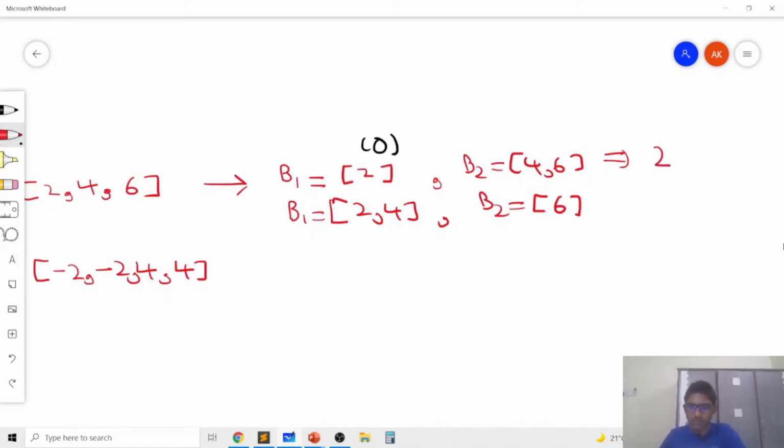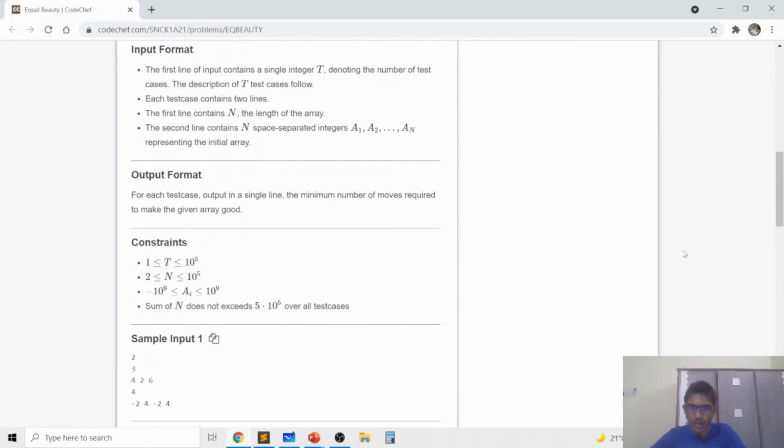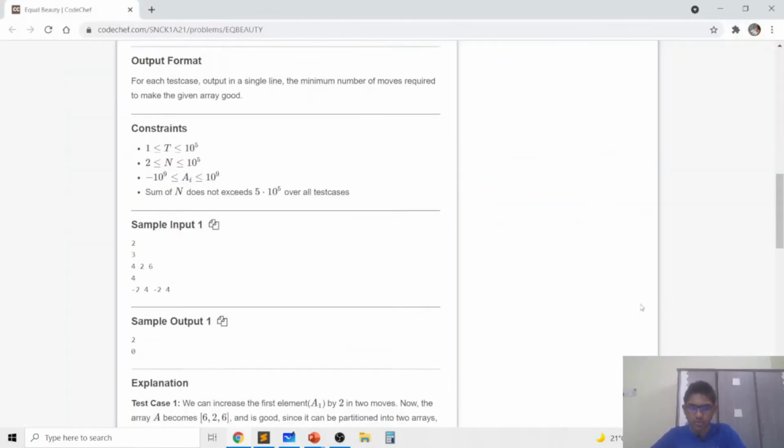And in the second case, in the second partition, the beauty is initially 2 and over here the beauty is 0, so we need to make these two numbers equal. That also takes two operations. So in either case we have two operations, and that's why 2 will be the answer.